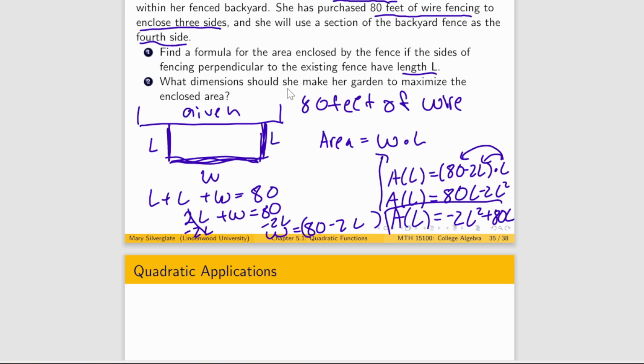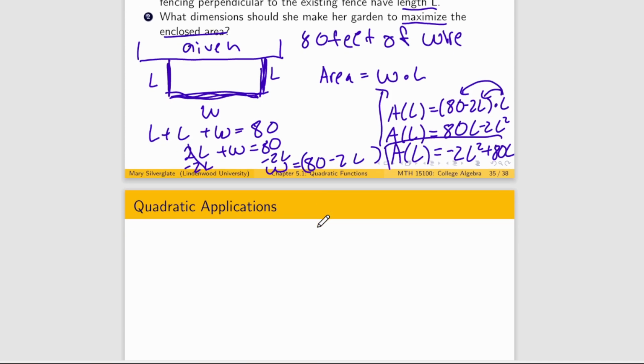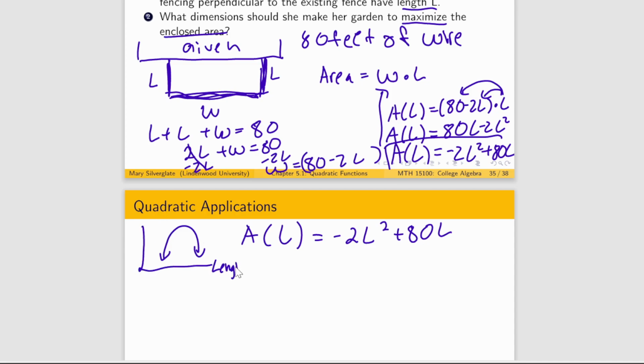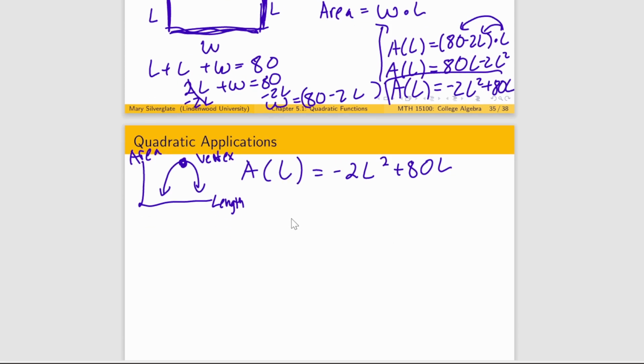Then they ask, what dimensions should she make her garden to maximize the enclosed area? So since I have this neatly written function, which I just found, the area written in terms of L is negative 2L squared plus 80L. That is an upside down parabola. And on that parabola, my x is considered length and my y is considered area. So if I want to maximize my area, what type of point are they asking us to find? That's the vertex. So they're asking us for the x-coordinate of the vertex to find length, and then I could plug that in to find my width.